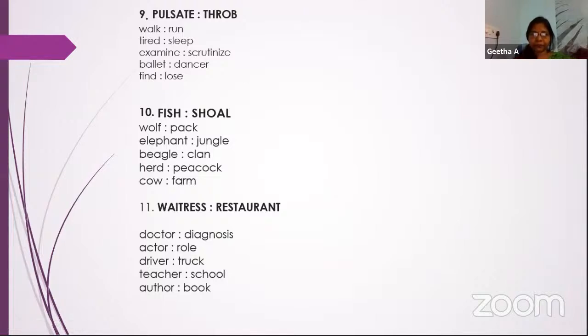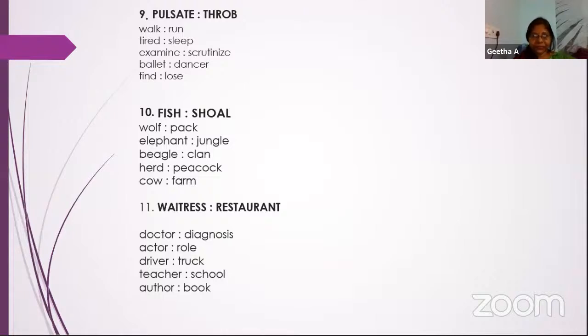We have waitress and restaurant, doctor, diagnosis, actor, role, driver, truck, teacher, school, author, book. So answers are coming in saying teacher and school. Santosh Kumar also says the same thing. So most of you are saying it is teacher and school. Third one is different and all answers are the same, is it? Kamalnath says it's doctor. Okay, so most of you say it is teacher and school.